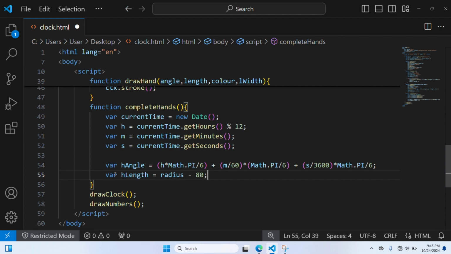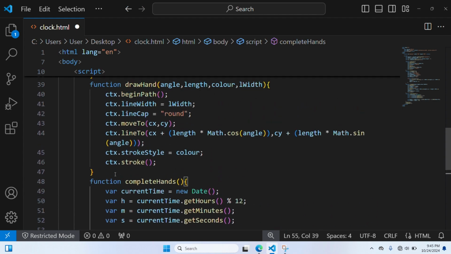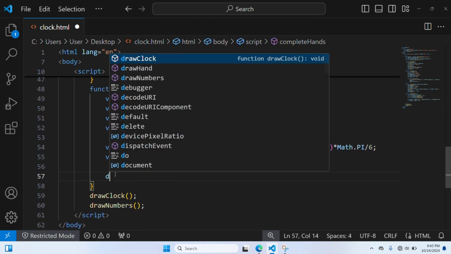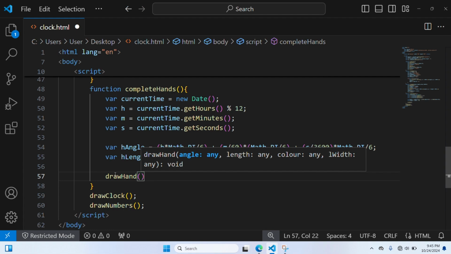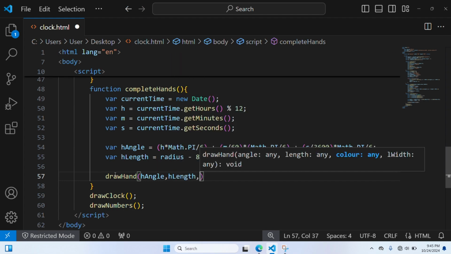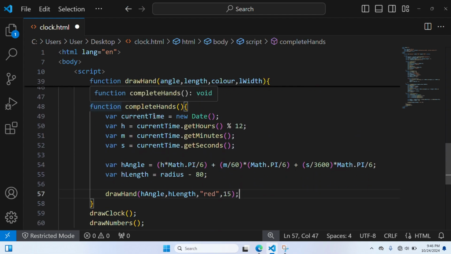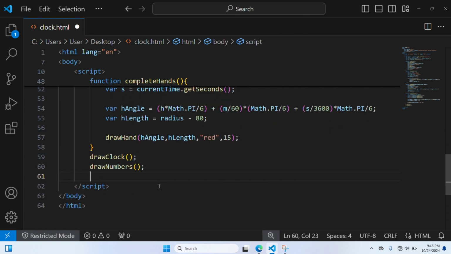Now we have to draw our hour hand. To draw it, we will call the drawHand function by passing the arguments. So let's call drawHand, and within this drawHand we will pass the arguments hAngle and then hLength, and the color will be red, and then line width will be 15. That's it. After that we will call this completeHands function. Let's call completeHands. Let's save it and refresh our page.